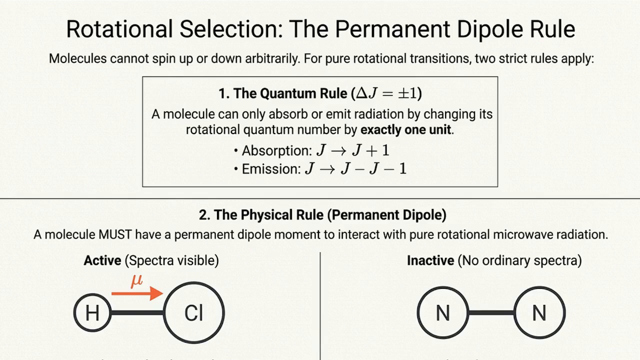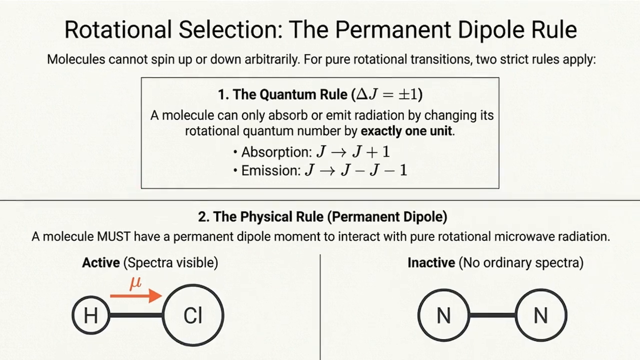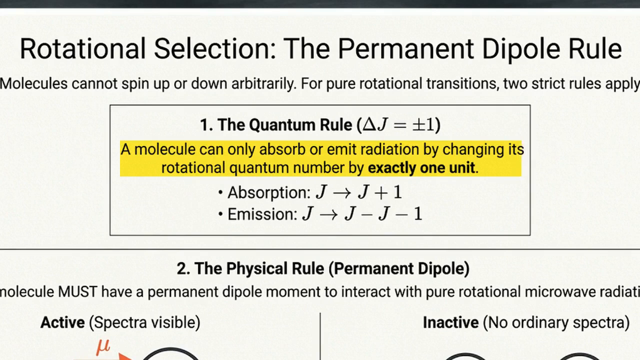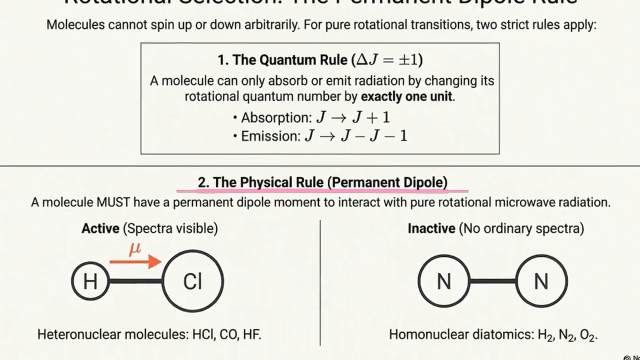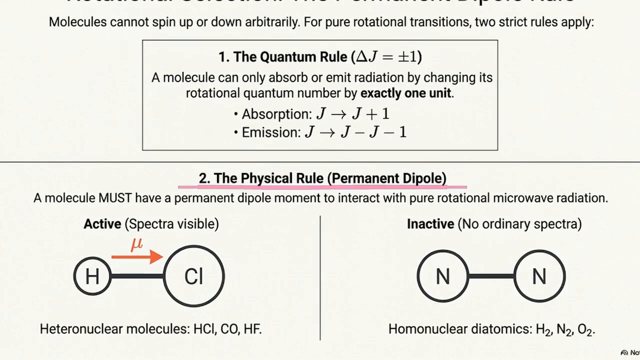This diagram outlines rotational selection rules. The top box shows the primary quantum rule. Molecules cannot spin up or down arbitrarily. They can only absorb or emit radiation by changing their rotational quantum number by exactly 1 unit. But there is a secondary physical requirement for an electromagnetic wave to successfully couple with the molecule: the permanent dipole rule. Compare hydrogen chloride on the left to nitrogen gas on the right.